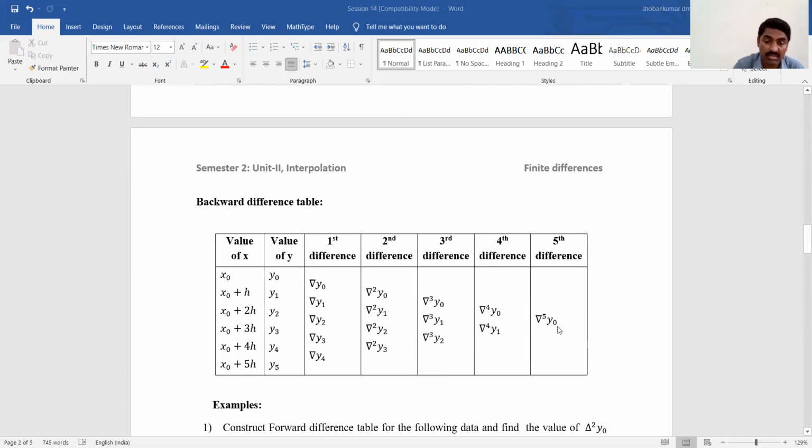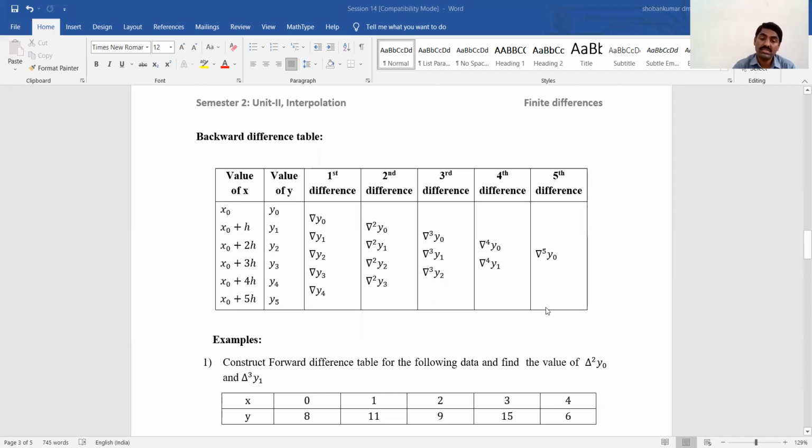Here we know how to write the backward difference table. This is similar to the forward difference table, but in this table nabla y4, nabla 2y3, nabla 3y2, nabla 4y1, nabla 5y0 are the leading backward differences. This is the only difference between the forward difference table and the backward difference table. In the forward difference table, these are the forward leading differences. In the backward difference table, these are the backward leading differences.